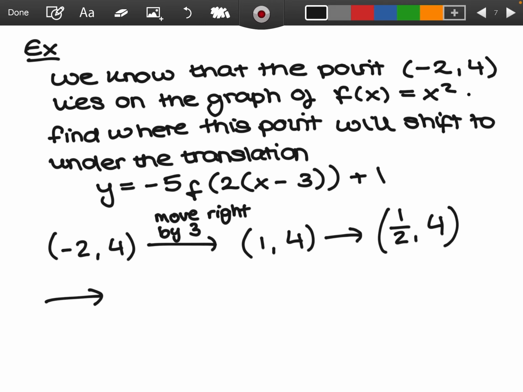Our x coordinate is going to stay where it is, but it's going to stretch everything by a factor of 5 in the vertical direction, telling me I then go to 1/2, 20.